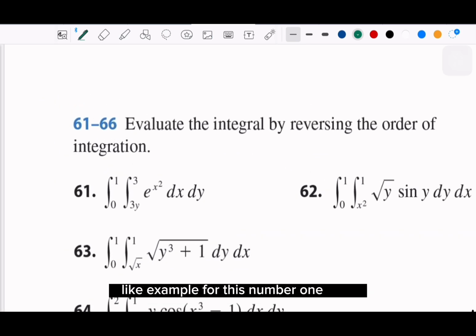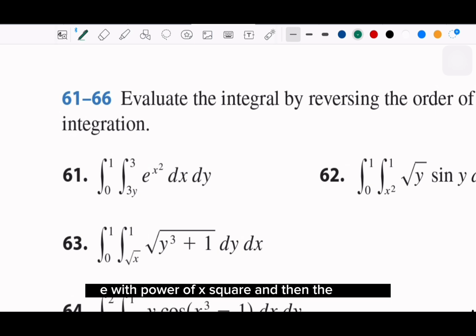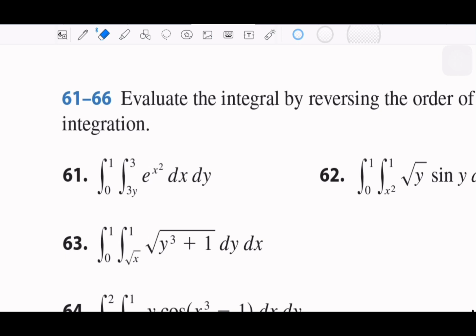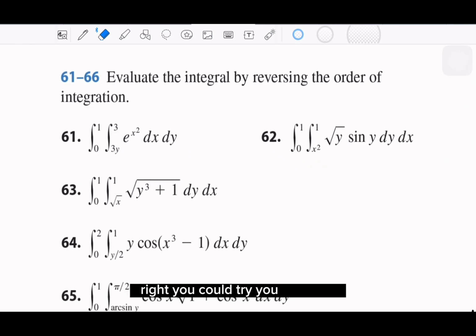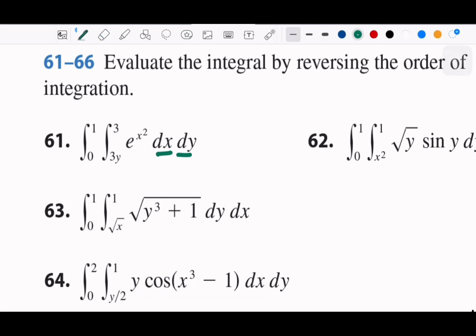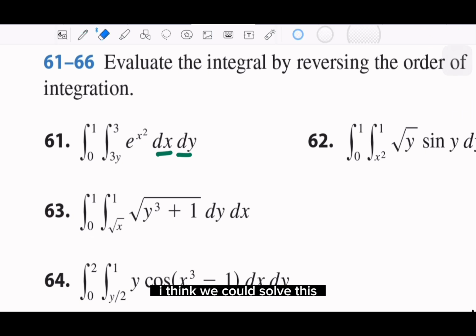Like the example for number one here, e to the power of x squared, and then dx. Okay. This is something that we cannot integrate because this is not an elementary function, right? And if you put that in your calculator, you will get an error. Right? You could try. But if we try to reverse the order, reverse this dx and dy, I think we could solve this, right?